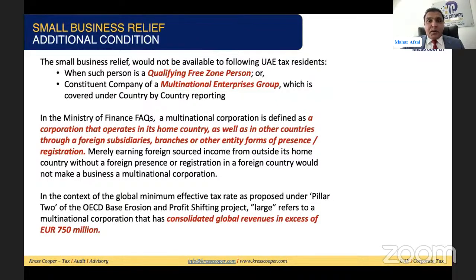These will also not be applicable on multinational enterprises. The definition of multinational enterprises: enterprises that have branches and subsidiaries across borders in different countries all over the world, with revenue of more than around 750 million euros, which is almost equal to 3 billion dirham. So if the group has a revenue of more than 3 billion globally, and any leg of the group is in the UAE, even if the entity's revenue is less than 3 million, it still cannot opt for small business relief, because the entity is a part of the multinational enterprise group.